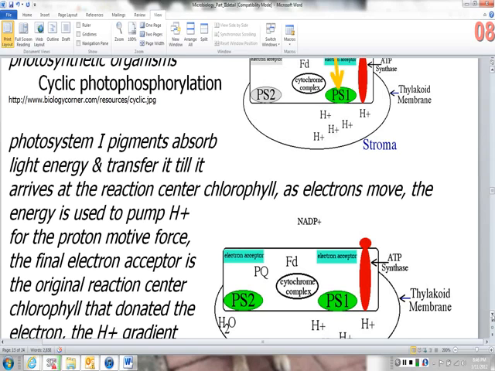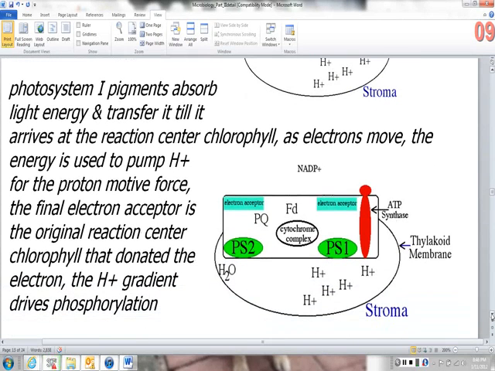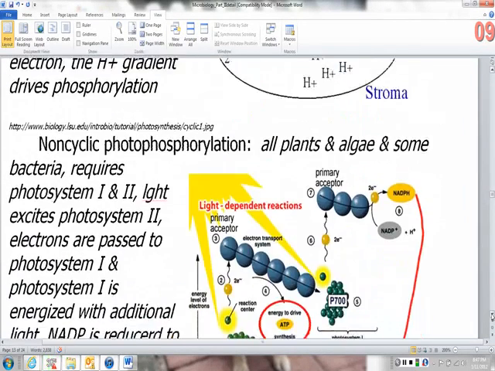It does this by passing down the electrons, and the energy is used to pump hydrogen ions for the proton motive force, similar to what is seen in the electron transport chain. The final electron acceptor is the original reaction center chlorophyll, which donated the electrons. The hydrogen gradient drives phosphorylation. It is cyclic because the electrons are returned to the original reaction center and can be reused.